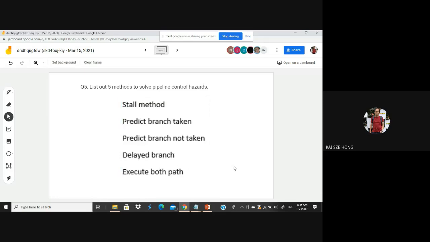So these are the five methods, and you can actually look at your lecture notes. Let's read carefully, using this time, because it will also help you during your final exam. If you read more now, then during your final exam you don't need to read so much. At least you have understood half of them.